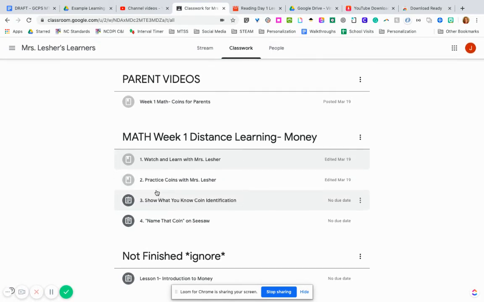So just something to keep in mind as you're organizing your Google Classroom to make it easier for students and parents to know what order to do things in. I think that really helps them understand how to access your content.